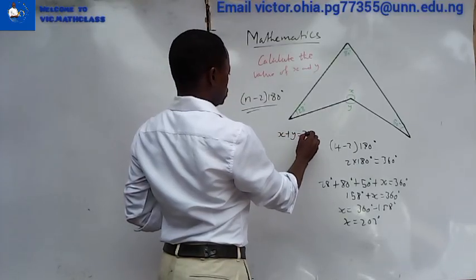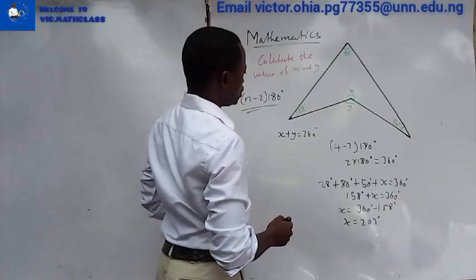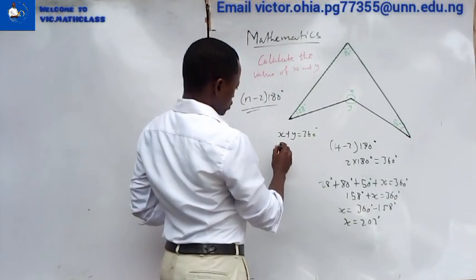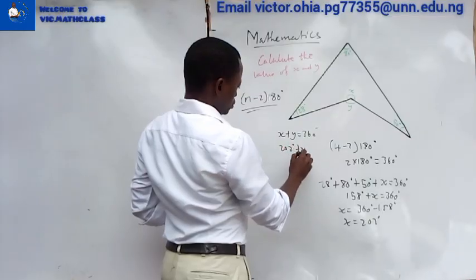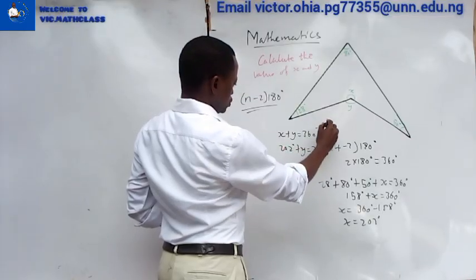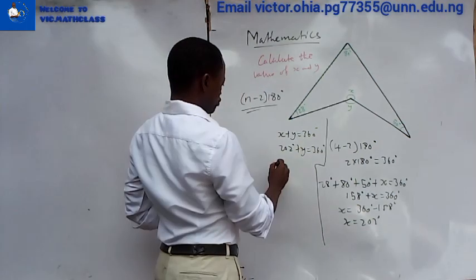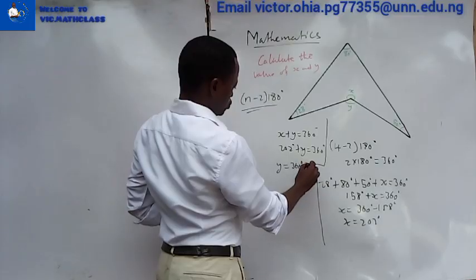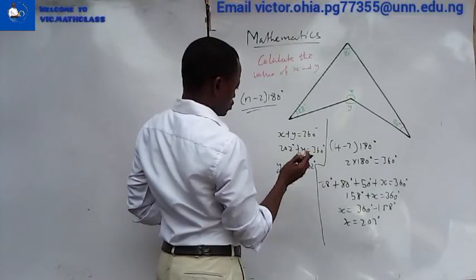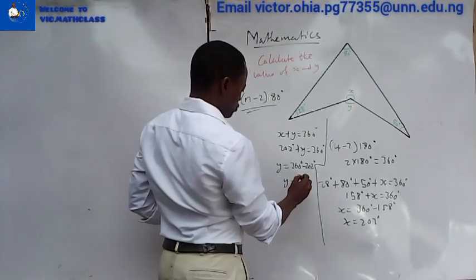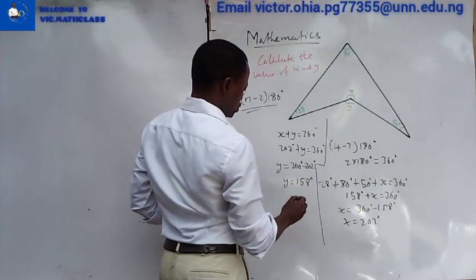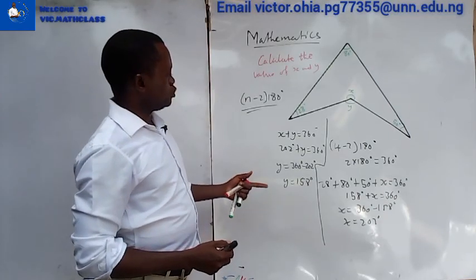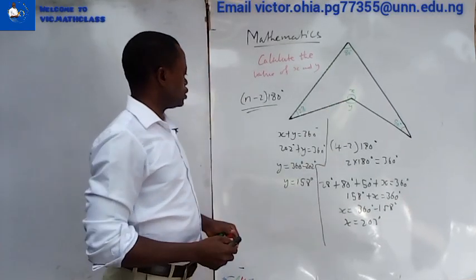So if x is 202 degrees, then that means that y, of course, you know that x plus y is 360 degrees, that is the sum of angles at a point. So we can now plug in here 202 degrees plus y equals 360 degrees, so that you will now have your y to be 360 degrees minus 202 degrees. So y is 158 degrees. So this is a way you can follow to obtain the value of x and y.